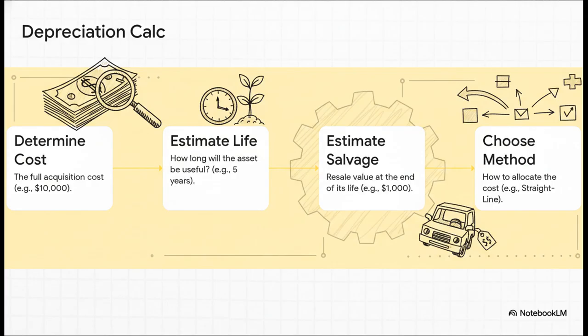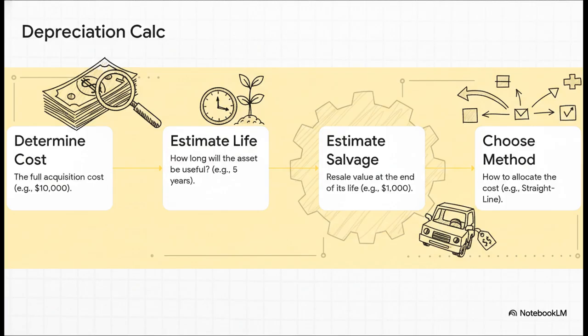First, we need the cost, which we already figured out is $10,000. Second, we have to estimate its useful life. And I want to really stress that word, estimate. This isn't a hard fact. It's a judgment call by management. How long do we realistically think this machine will be productive for us? Let's say 5 years.